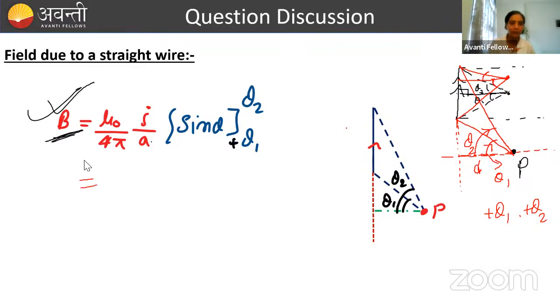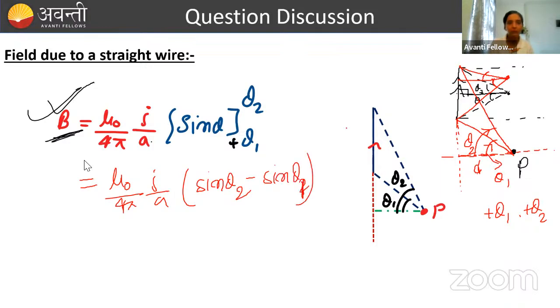ठीक है, तो यहाँ पे देखो, इसलिए मैंने इसको अलग से लिख ही दिया है. mu naught by 4 pi I by a, theta 2 theta 1. तो अगर आप यहाँ वैल्यू पुट करोगे, sin theta 2 minus sin theta 1. So this is going to be the formula, right? Earlier the formula was sin theta 1 plus sin theta 2, when point P is lying somewhere in this region. But if it is going beyond that region, then in the formula there will be the term sin theta 2 minus sin theta 1. Okay? So I hope you will keep this in your head.